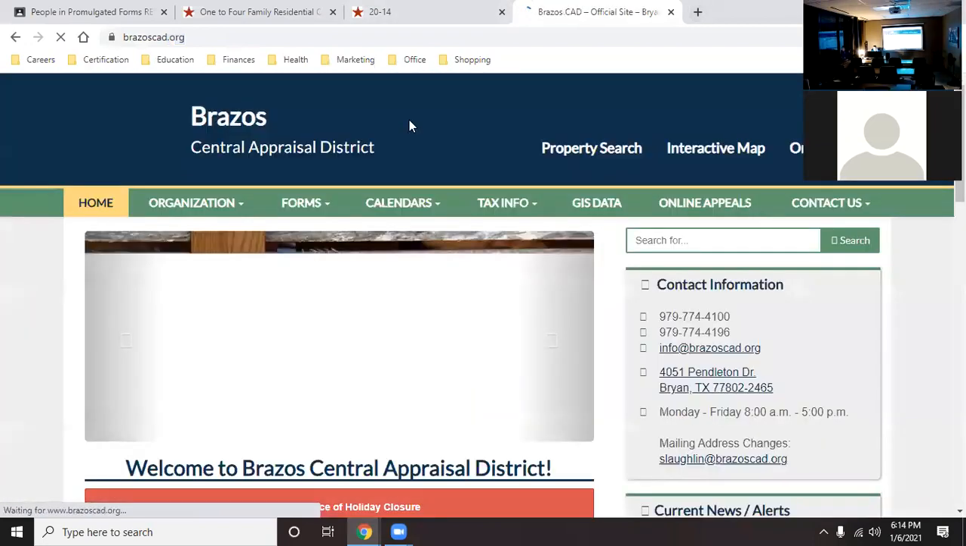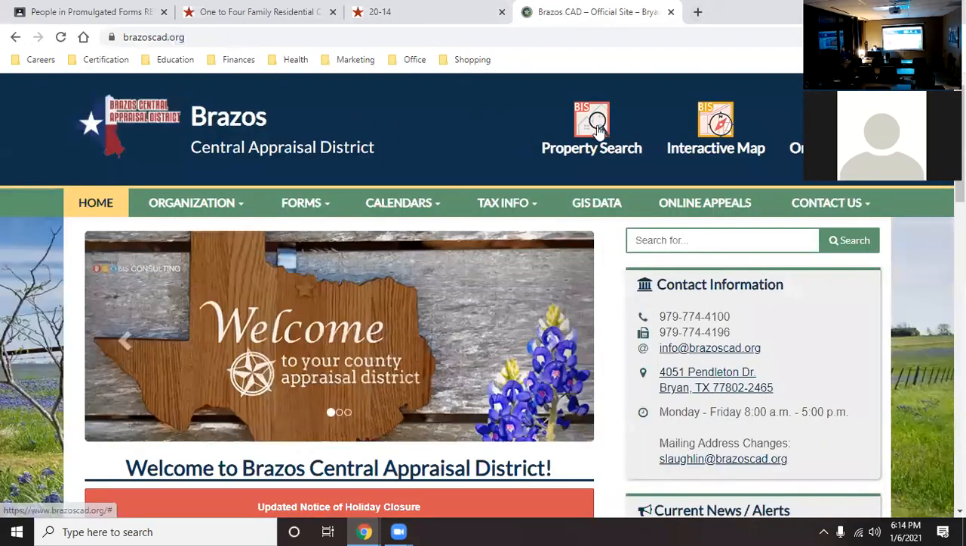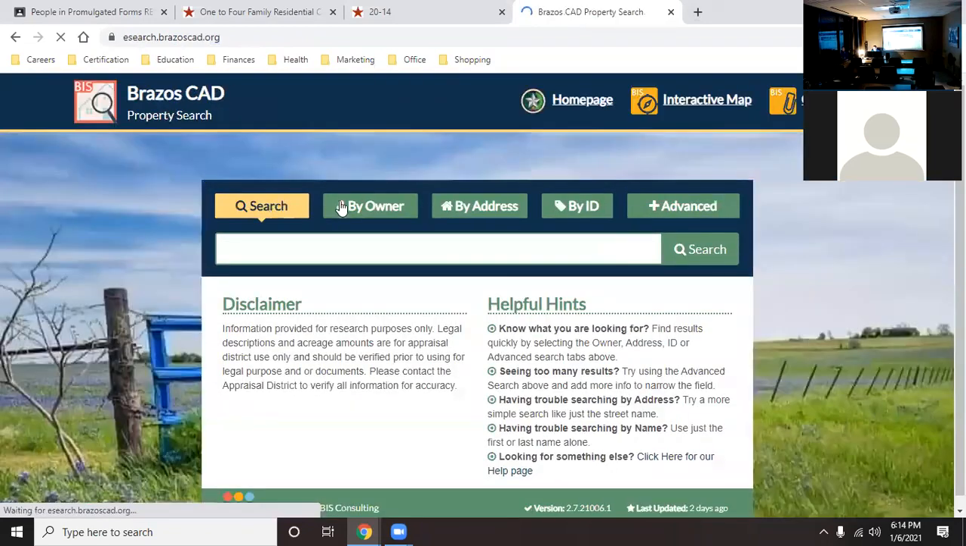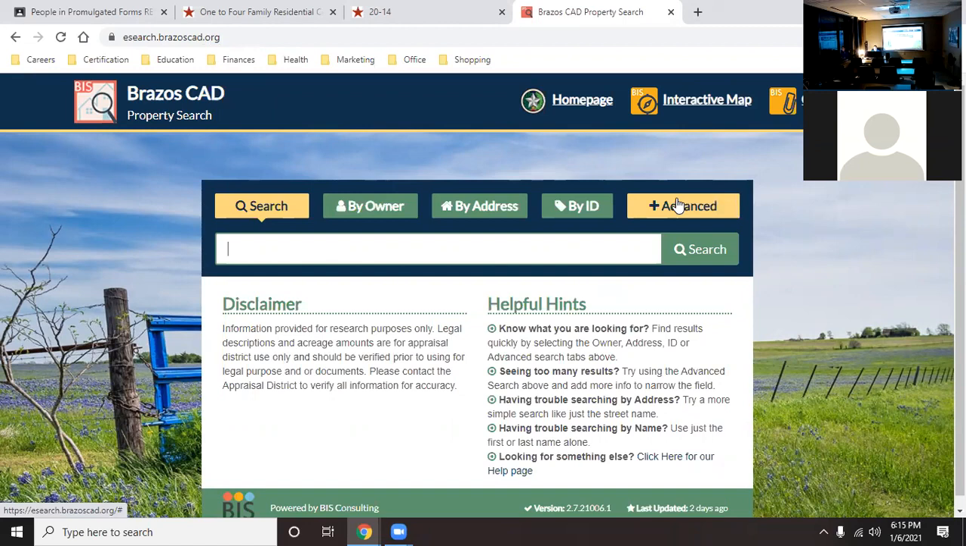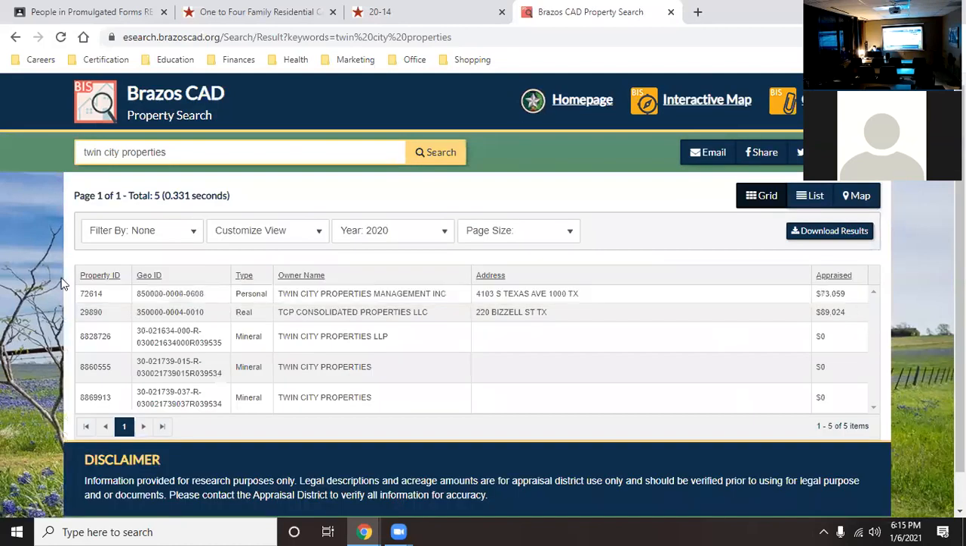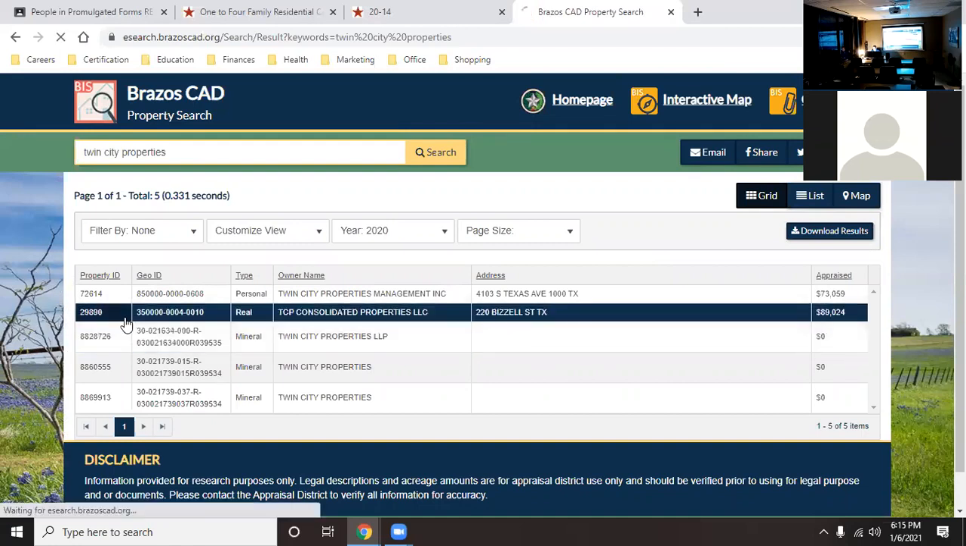So, for example here, this is Brazos CAD. Go right here to property search. Like I said, you can search by owner, address, the ID if you happen to have it, or even do advanced. Okay? Let's say, for example, that I wanted to look up the address of this building here. I'm just going to type in Twin City Properties, and we're going to look and see what properties there are under theirs. We're just going to pick this one right here.